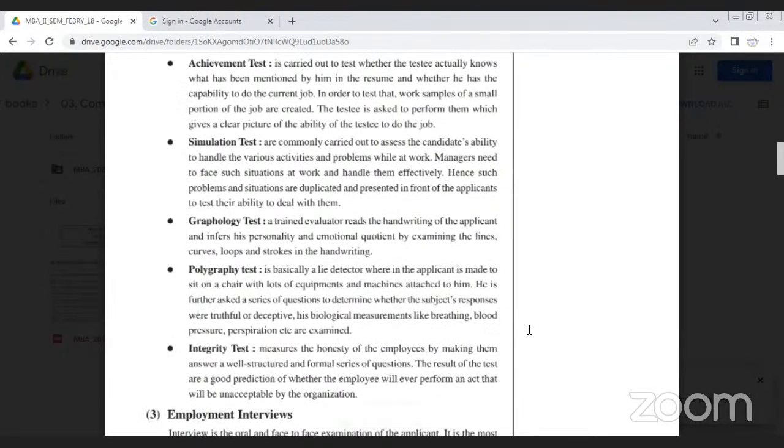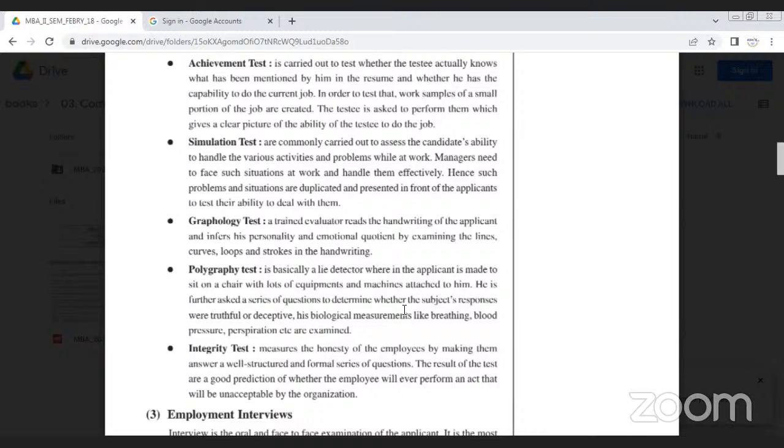Polygraph test is basically a lie detector wherein the applicant is made to sit on a chair with a lot of equipment and machines attached to him. He is then asked a series of questions to determine whether the subject's responses were truthful or deceptive. His biological measurements like breathing, blood pressure, perspiration, etc., are examined.